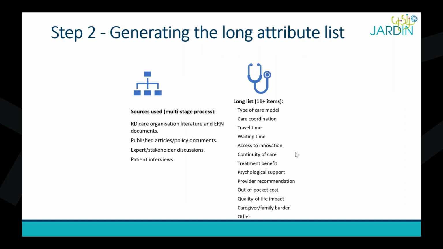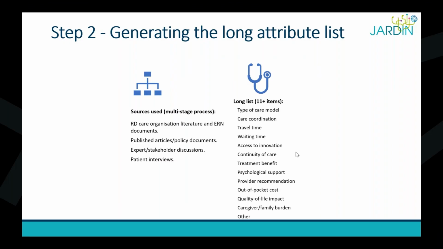We follow usually in healthcare a multi-stage process. We review the literature, policy documents, published articles. Sometimes we do discussions with experts, stakeholders, and we interview patients. And then with this kind of process, we come up with a long list of attributes, right?